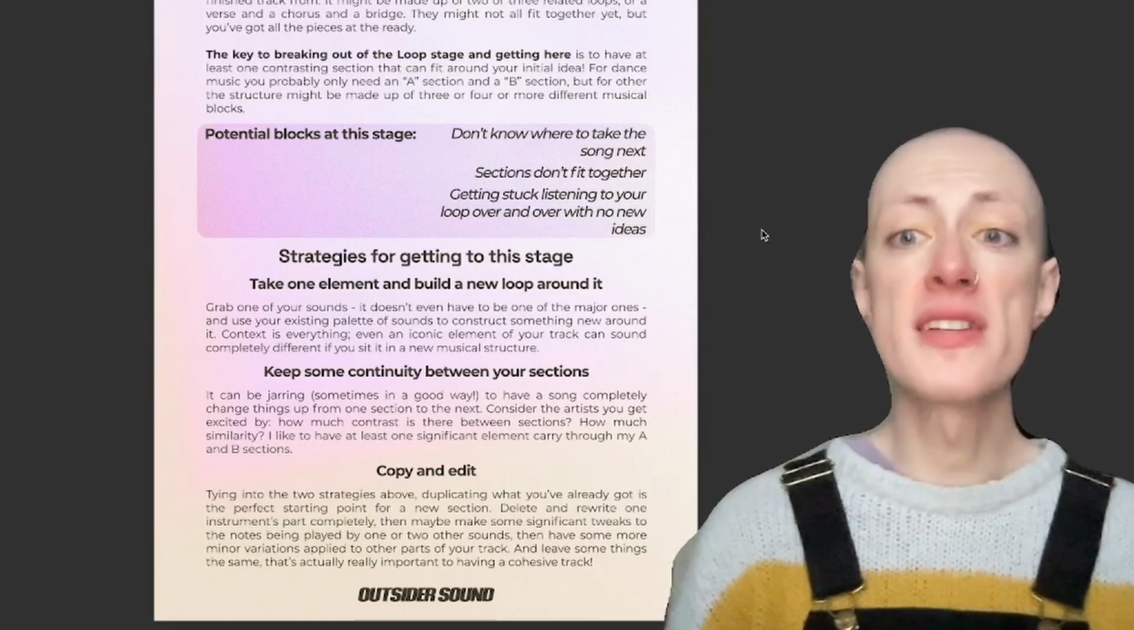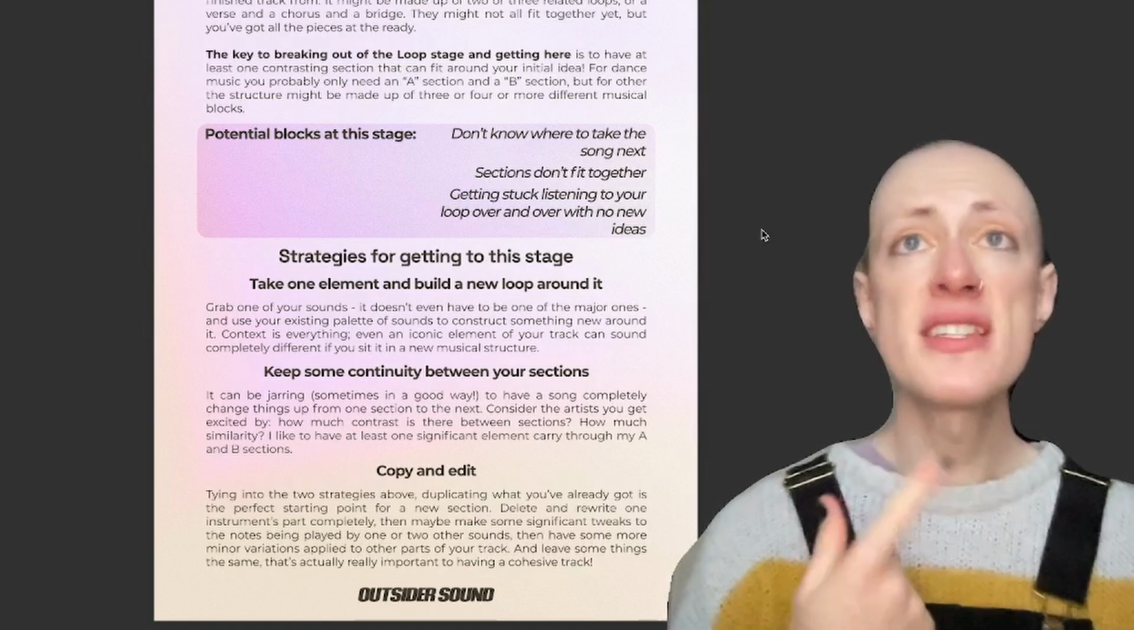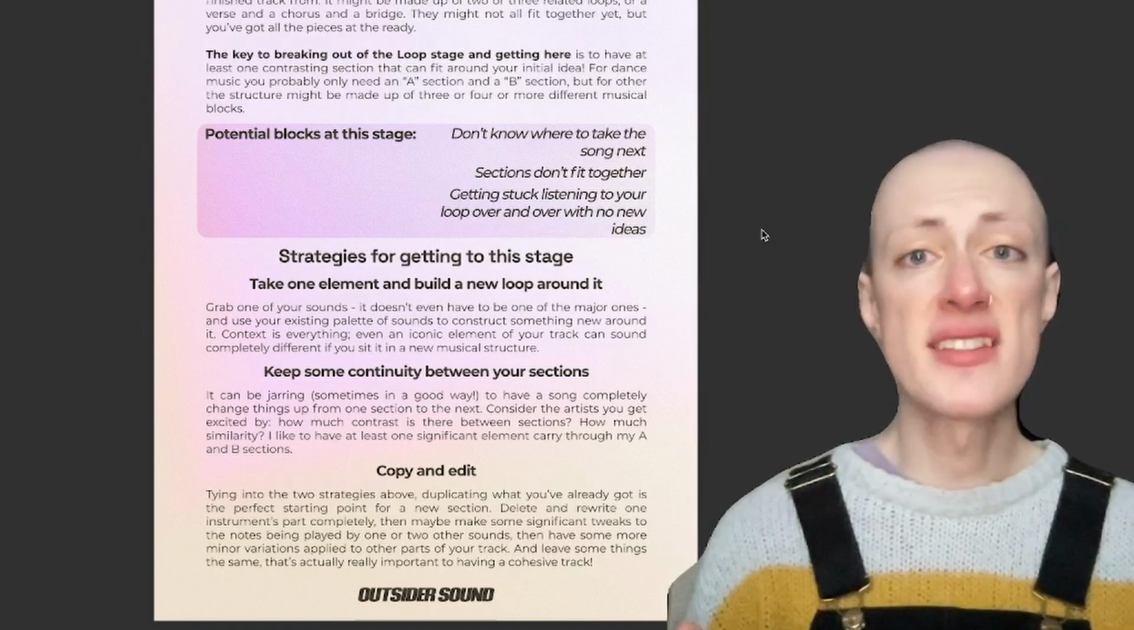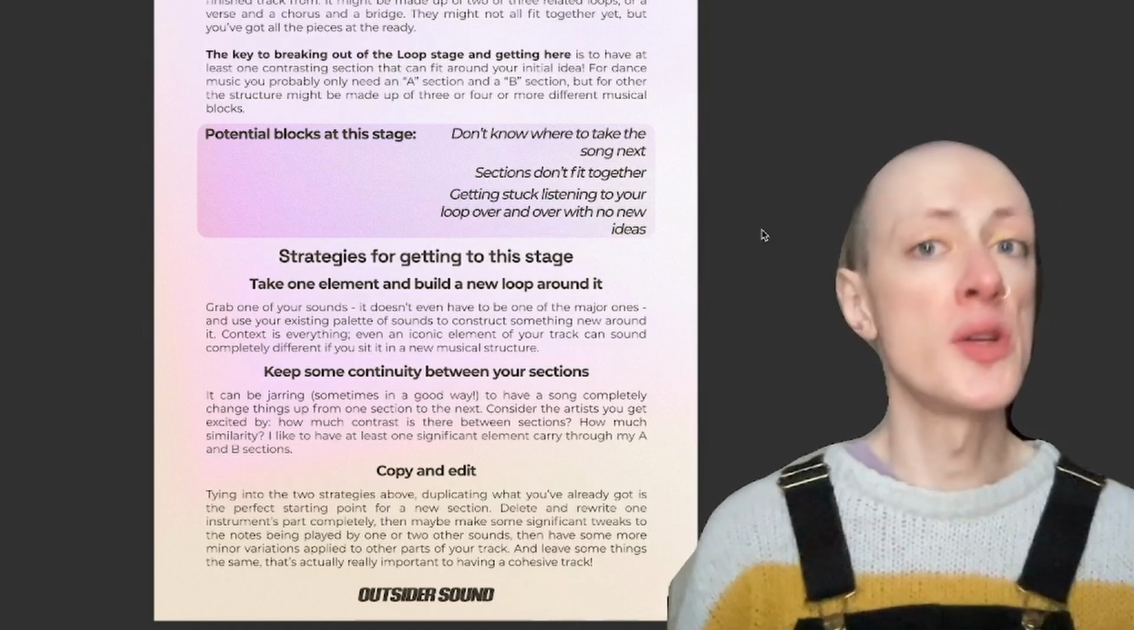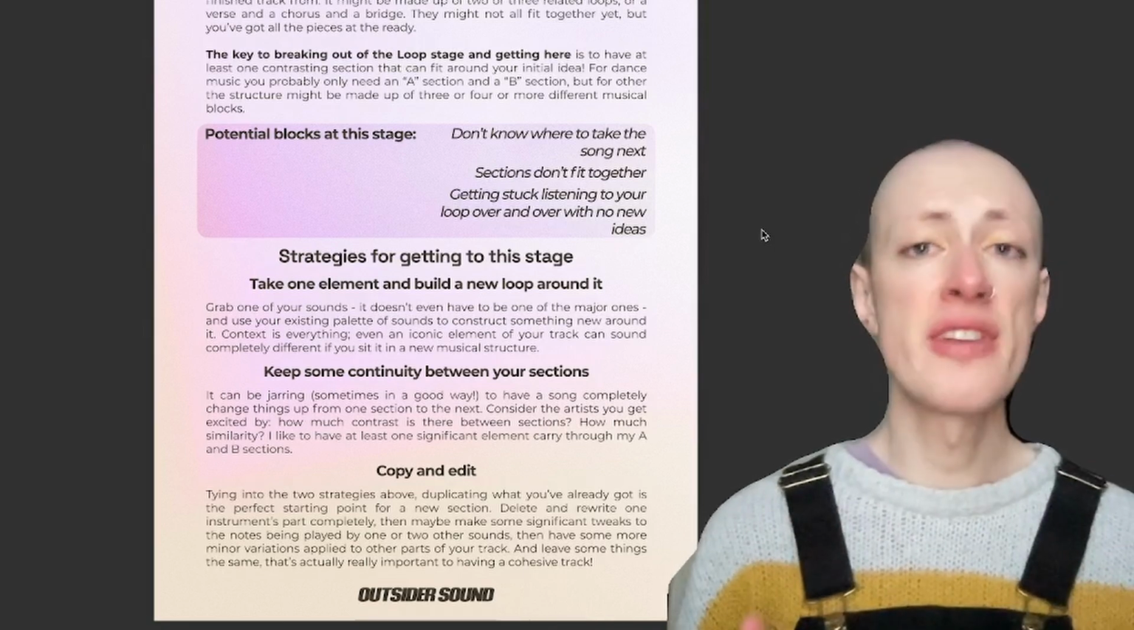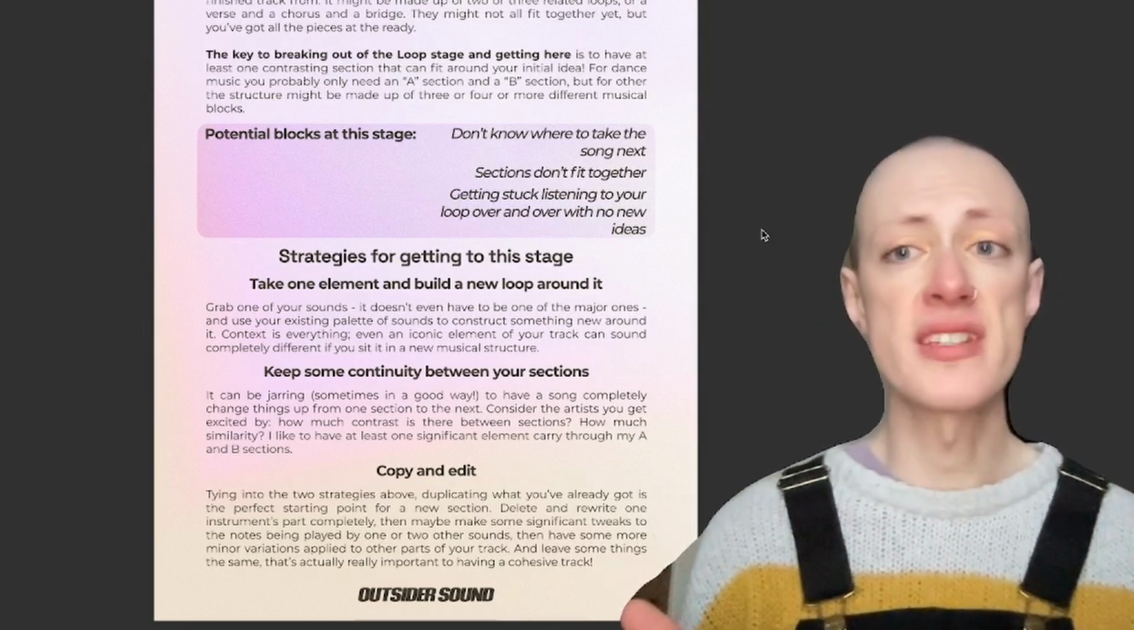So what are our potential blocks at this stage? Well, the first is that we don't know where to take the song next. That's fairly self-explanatory. We just don't know what to add on to it. We don't have any ideas to make a contrasting section out of.